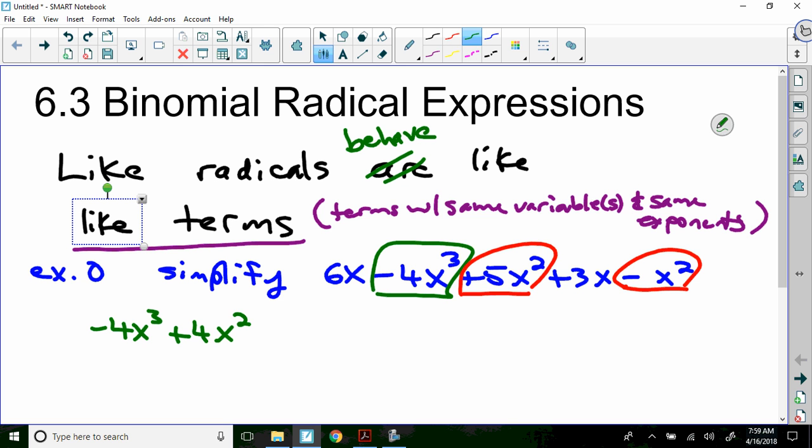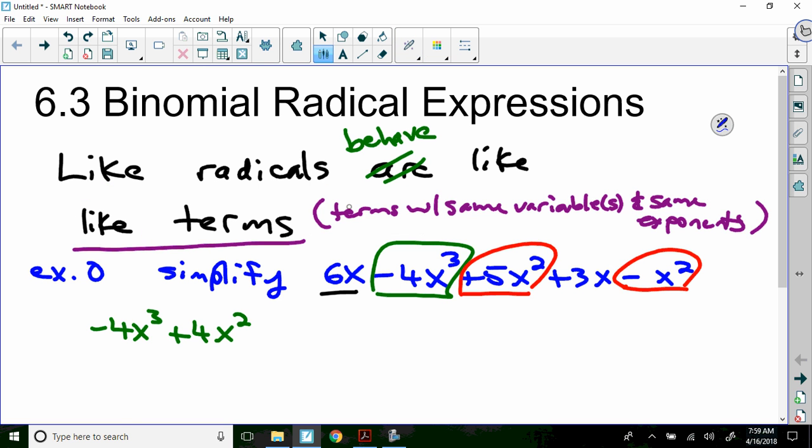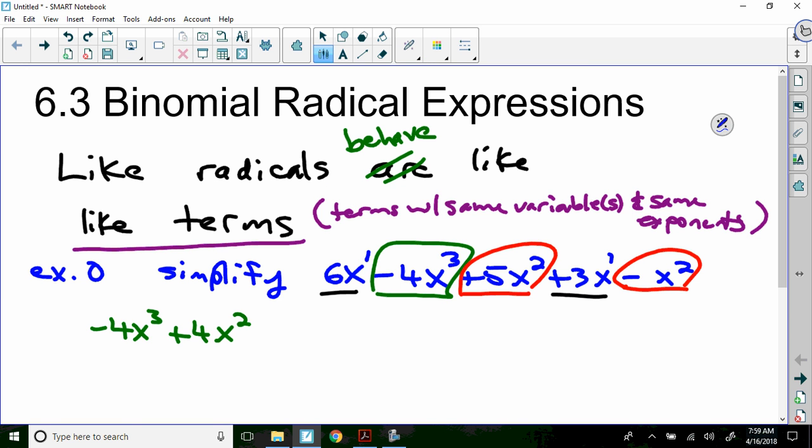And then lastly, but certainly not leastly, we look at this 6x. It has a variable x, and that variable x is being raised to, we don't write the 1, but it's really being raised to the first power. And over here, this 3x, that x is also being raised to the first power. So those are also like terms. So what's our final term going to be when we simplify this? Plus 9x. Okay. So that's stuff that you've been doing since 6th or 7th grade.